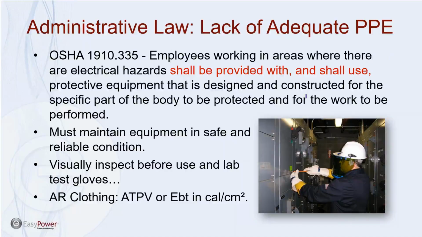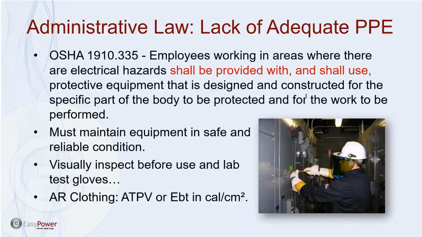But in OSHA 1910.335, this is the electrical standard, and it says employees working in areas where there are electrical hazards, doesn't state what kind of hazards, shall be provided with and shall use protective equipment that is designed and constructed for the specific part of the body to be protected and for the work to be performed. It doesn't say what kind of work. So this is what they're actually citing now for not having arc flash clothing that's adequate for the job. Generally, they will use this if they identify somebody working on something energized and not having any kind of protection. They would go to this standard.